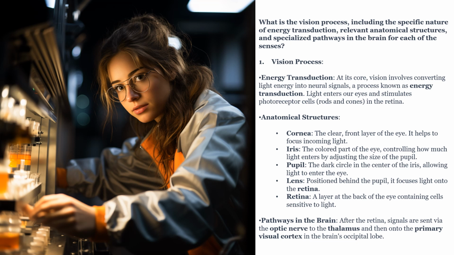Then we have the iris, the colored part of the eye, controlling how much light enters by adjusting the size of the pupil. The pupil is the dark circle in the center of the iris, allowing light to enter the eye. The lens is positioned behind the pupil. It focuses light onto the retina, and the retina is a layer at the back of the eye containing cells sensitive to light. Pathways in the brain. After the retina, signals are sent via the optic nerve to the thalamus, and then onto the primary visual cortex in the brain's occipital lobe.